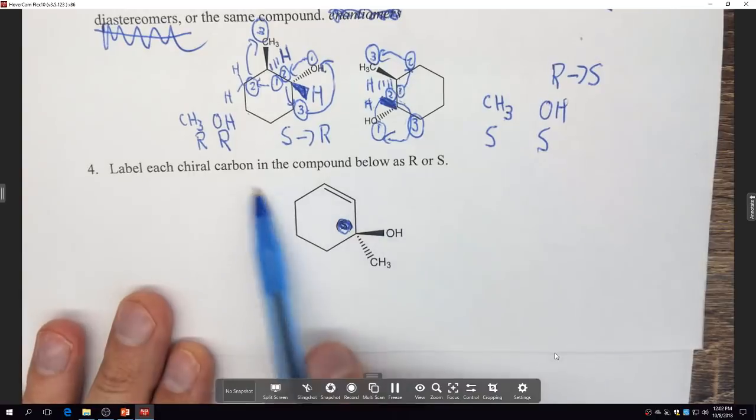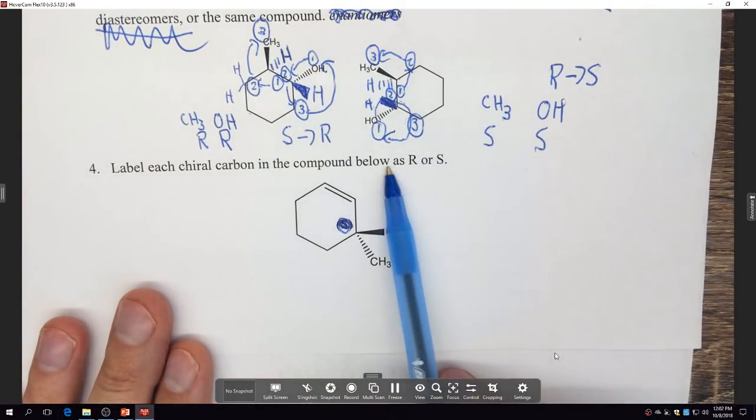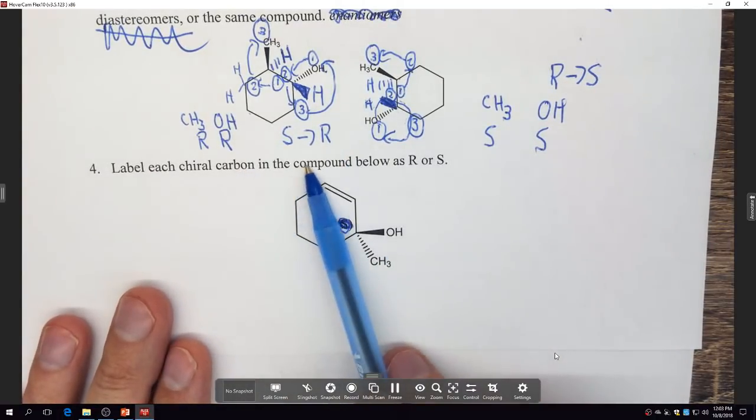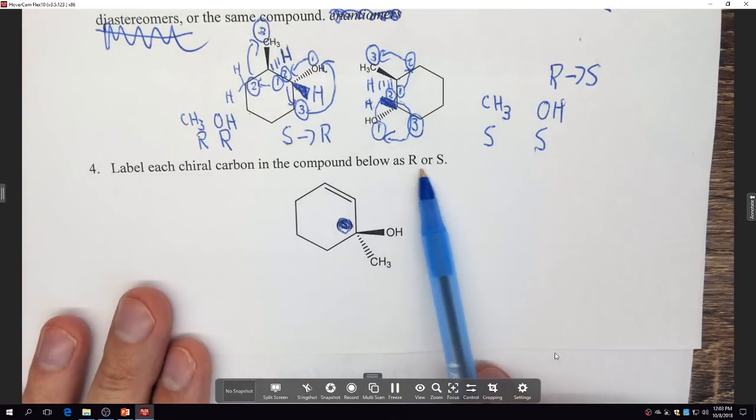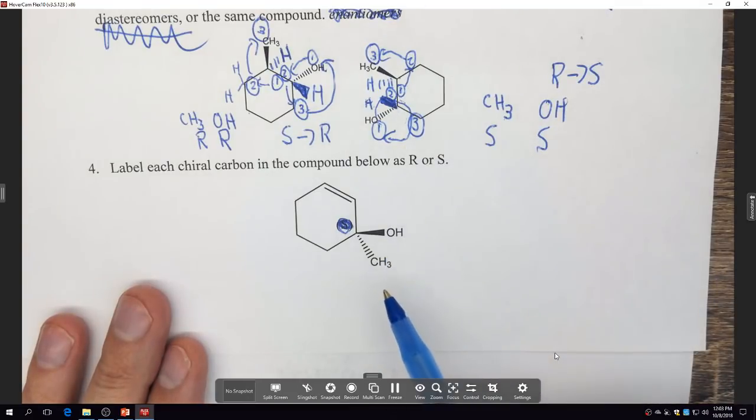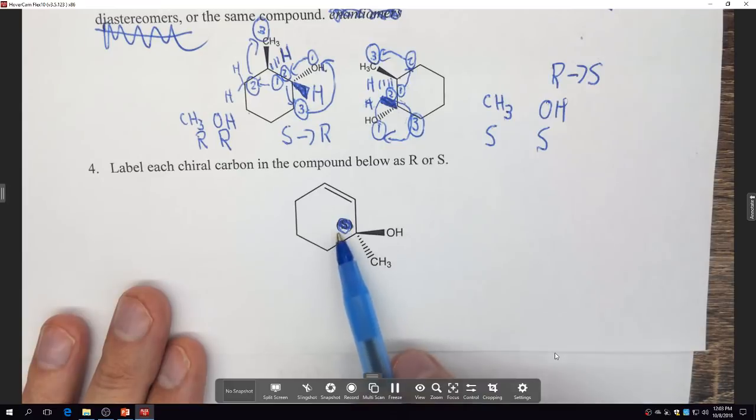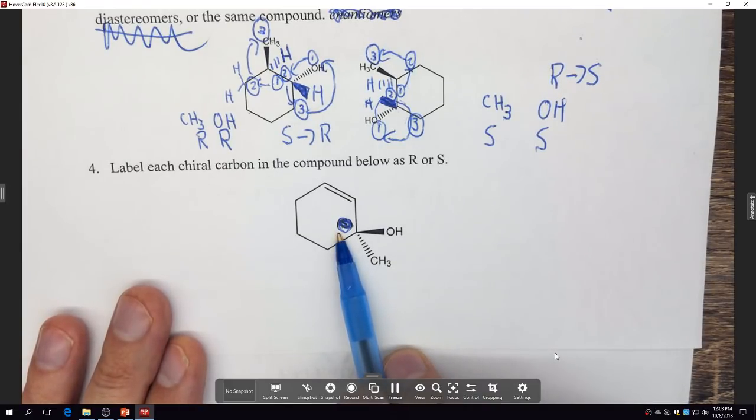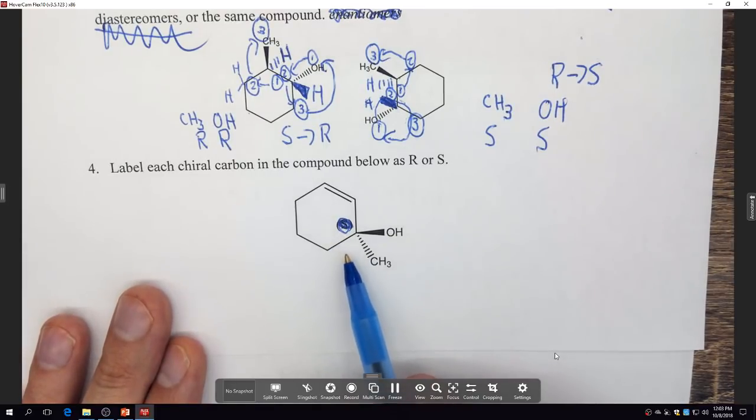In this case, it says label each chiral carbon in the compound below as R or S. So this is an easier example and probably should be first, but that's okay. All right, so we need to label this as R or S. So I've already labeled the chiral center, and you can actually, not so much on the screen, but on the paper you can see what it is. All right, so what do we need to do in order to determine whether this is R or S?